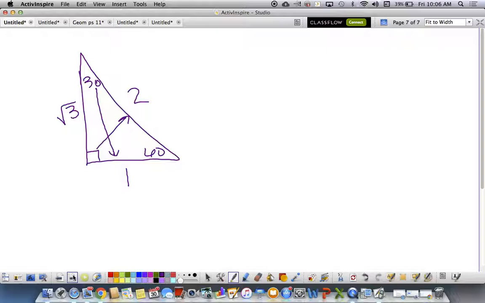There's going to come a time, a lot from now on, that it's going to ask you, well, what is tangent of 60 degrees? You're going to draw the triangle. Don't try to memorize what tan 60 is. Draw the triangle. It's square root of 3 over 1. What's cosine 30? It's a half.